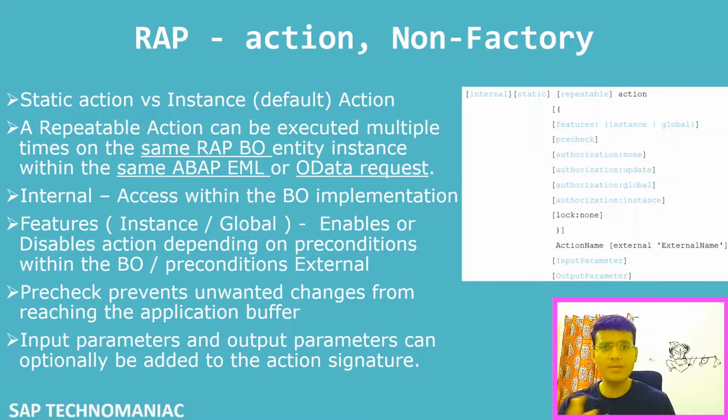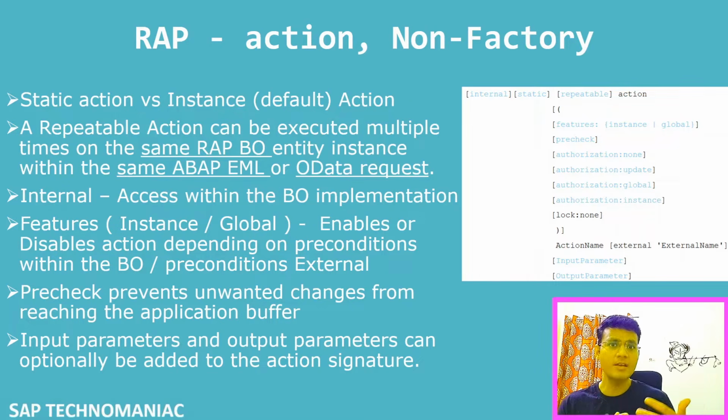Pre-checks are available again for standard and non-standard operations. Whenever any operation is called, before that I want to check some data in the application buffer, or validate something, and then we will use the pre-check methods. That also we will implement. In this case we are discussing actions, but pre-checks are available for functions as well, or for standard operations in the unmanaged scenario. For example, we will use the pre-checks in the unmanaged scenario when we create a new instance.